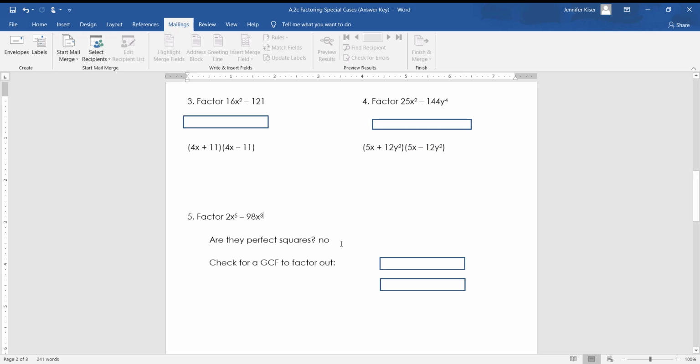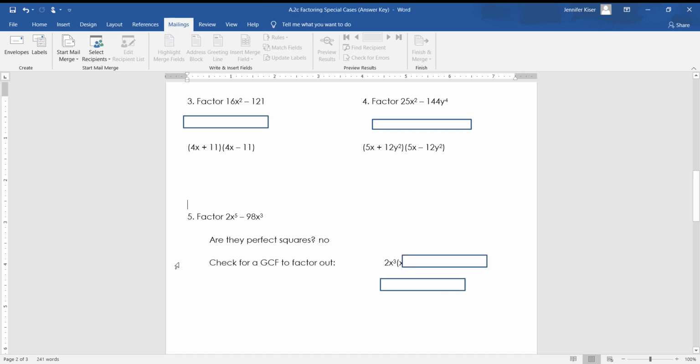And then for the next one here, you may notice these aren't perfect squares, because nothing times itself will give you 2x to the fifth, and the same thing for the second term, the 98x cubed. So they're not perfect squares here. So you can check to see if there's a GCF you can factor out. For the 2 and the 98, your number GCF will be 2. And for x, you have x to the fifth and x to the third. The most x's you could take out from both would be x cubed to start. So you can factor out a 2x cubed from both of those. So this is what you'll have.